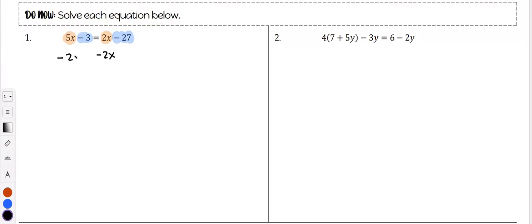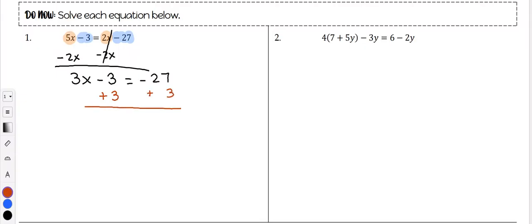I'm gonna show all my work. I'm literally gonna show all my work here. 3x drop down, minus 3 equals negative 27. I am going to move the negative 3 with that negative 27 by adding 3 to both sides. That cancels out. We get 3x is equal to negative 24. Last step, I am going to divide both sides by 3. x is equal to negative 8.